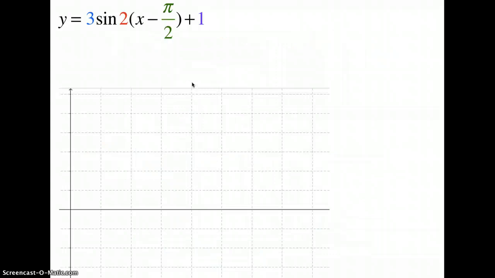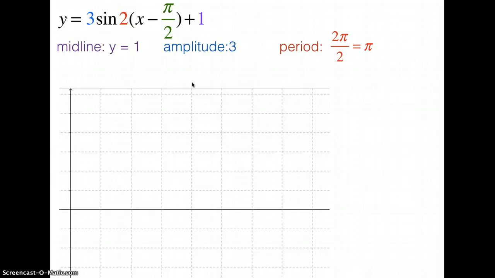Now we're going to graph y equals 3 sine 2 (x minus pi over 2) plus 1. First thing to do is identify all of the parameters. Our midline is at the horizontal line y equals 1. The amplitude is 3. The period is 2 pi over b. In this situation, b is equal to 2. 2 pi over 2 is equal to pi.